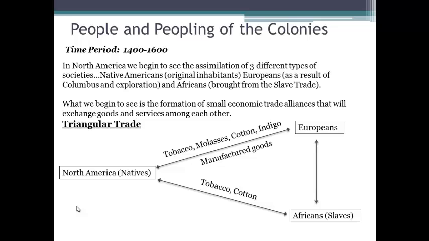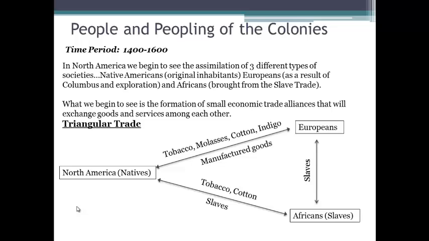So going from Africa to the Americas and vice versa, we see human beings, again, being shipped across the Atlantic Ocean, referred to as the Middle Passage, to North America to work as slaves. And then from North America to Africa, we see things, cash crops like tobacco and cotton.